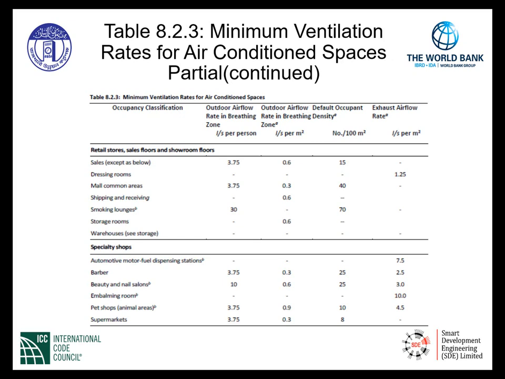Additionally, in order to calculate the people part of it, we need the default occupant density. And in this case, for sales floors, it's 15 people per 100 square meters. And we will work through a couple of calculations on a given example coming up shortly. The very last column for the sales, there is no exhaust airflow rate required. Now, when we move to specialty shops, that category, the first item, automotive motor fuel dispensing stations, there's note B.